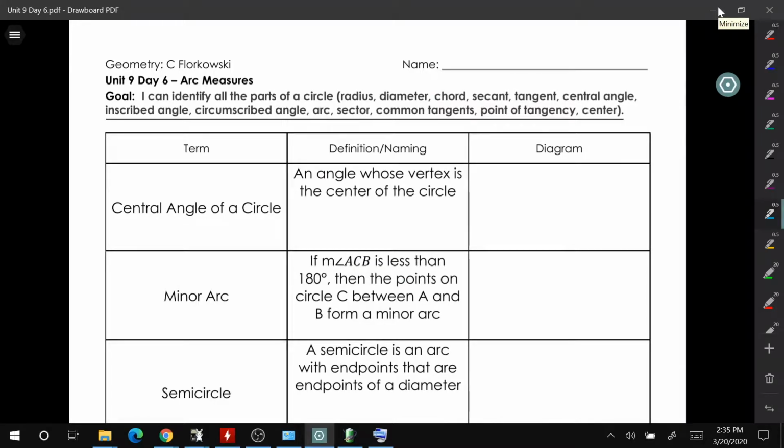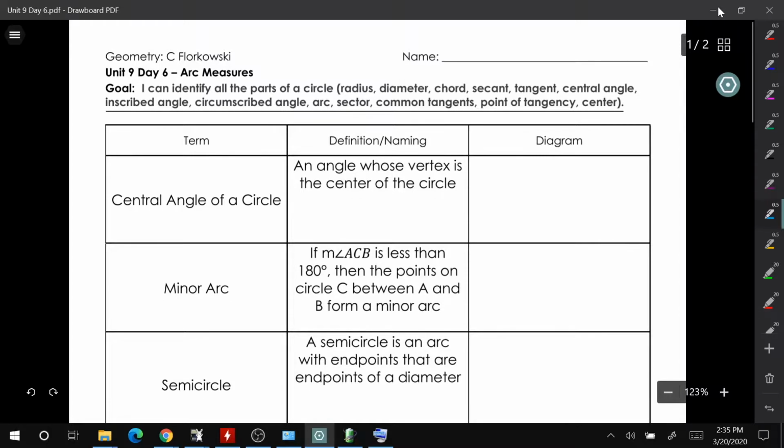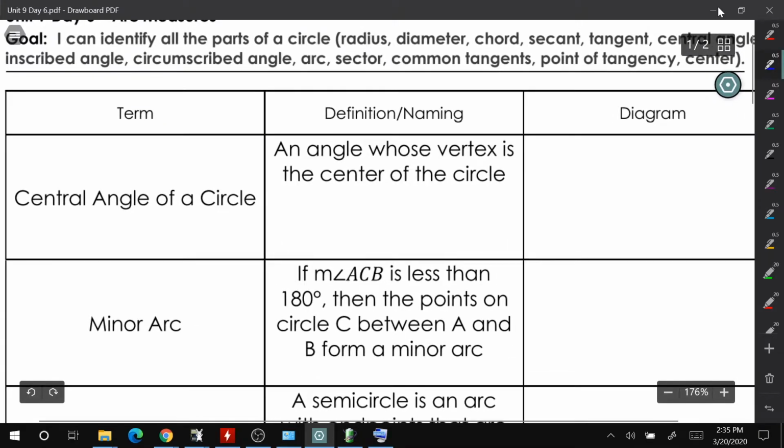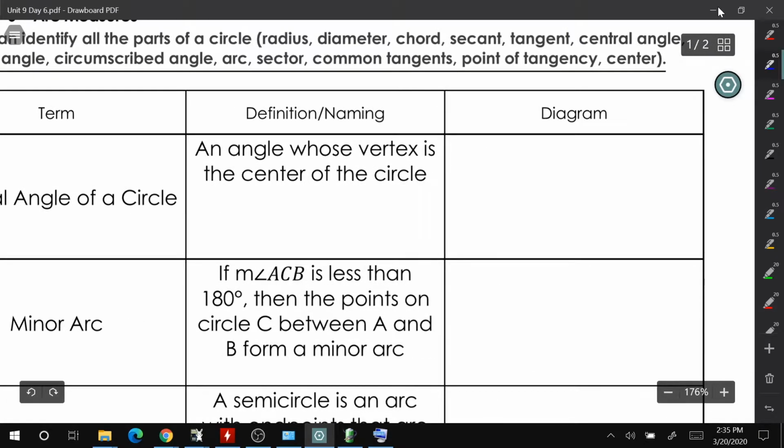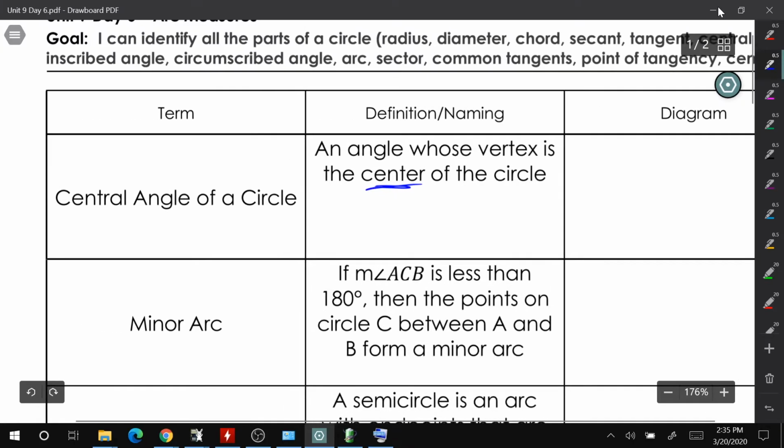Alright, so today we're going to talk about something called arc measures. And we've got a little bit more vocabulary to talk about today. The first thing we're going to talk about is the central angle of a circle. What that is, it's an angle whose vertex is at the center of the circle. Center of the circle, central angle. Should kind of make sense.